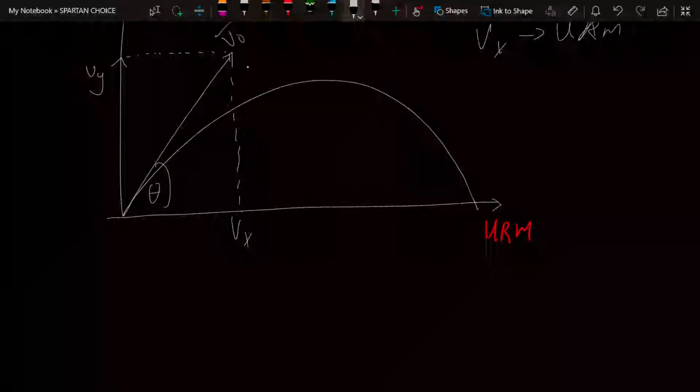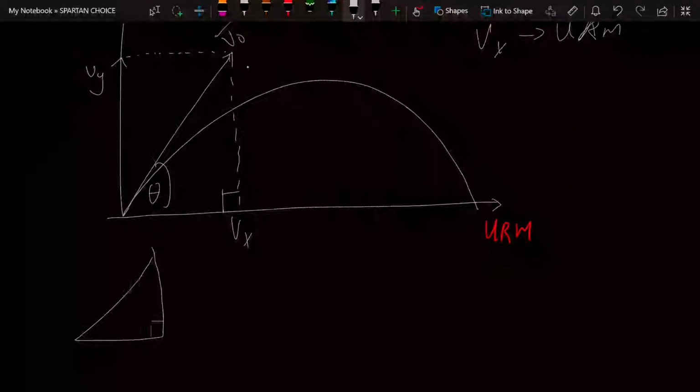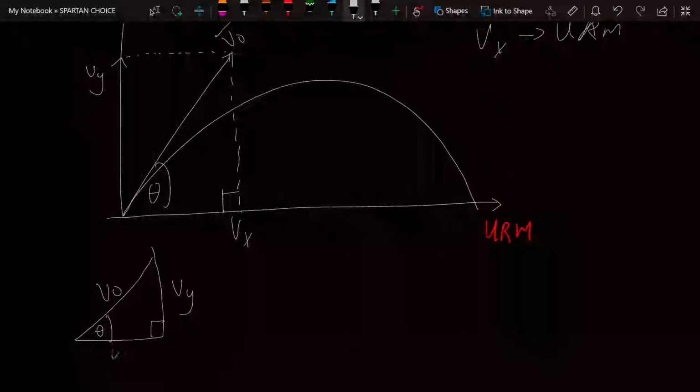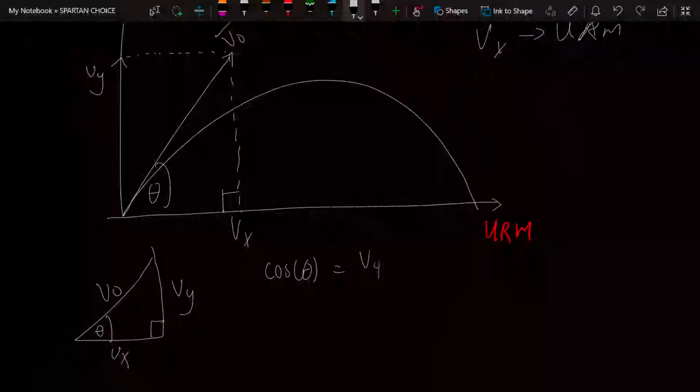You can see a right triangle over here. Have a look. Let me redraw it over here. You have a right triangle. You have theta. This is V0. This is Vy. This is Vx. Can we say that cosine theta is equal to Vy over Vx? Can we also say that sine theta, sorry, Vx over Vy?